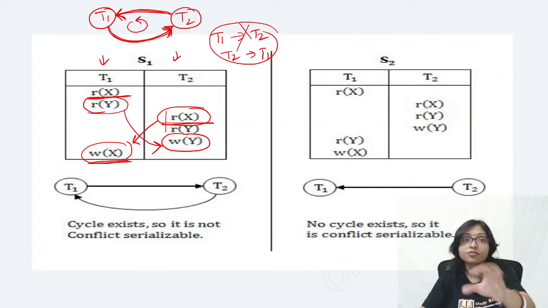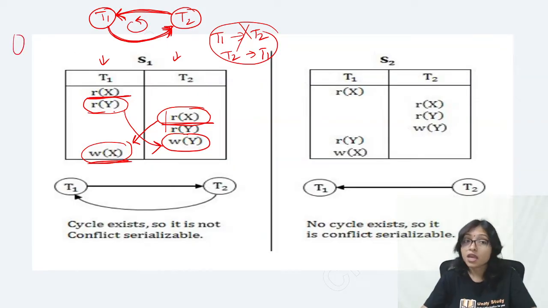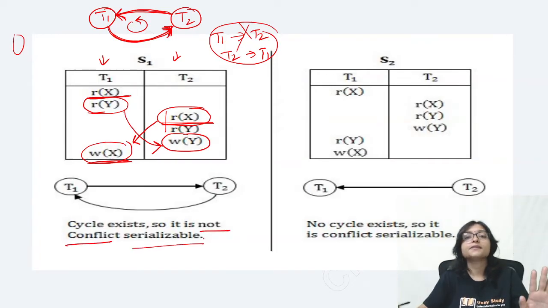Whenever there is a cycle, you are not able to make it serial. I told you, you have to make it serial, right? First T1 will complete, then T2 will complete. Anyhow, you will not be able to make it serial. That's why whenever there is a cycle, it will be not conflict serializable.